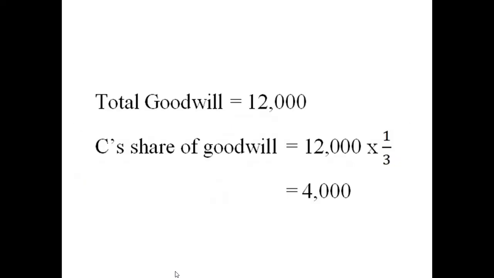The total goodwill of the firm is calculated as 12,000. You can see in point number 1, the goodwill of the firm was valued at 12,000. So this 12,000 is the total goodwill of the firm, and C will bring his share of premium as per his profit sharing ratio. So one third of 12,000.